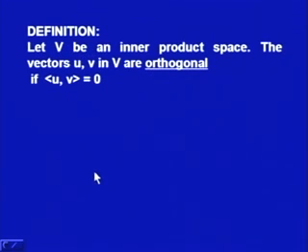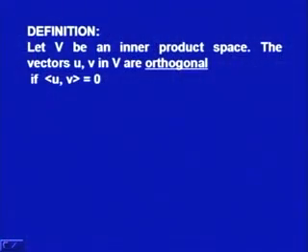Now, we discuss orthogonality of vectors. Let us define it first. Let V be an inner product space. The vectors u and v in V are orthogonal if the inner product of u and v is 0. So, this is the definition for orthogonality of two vectors.